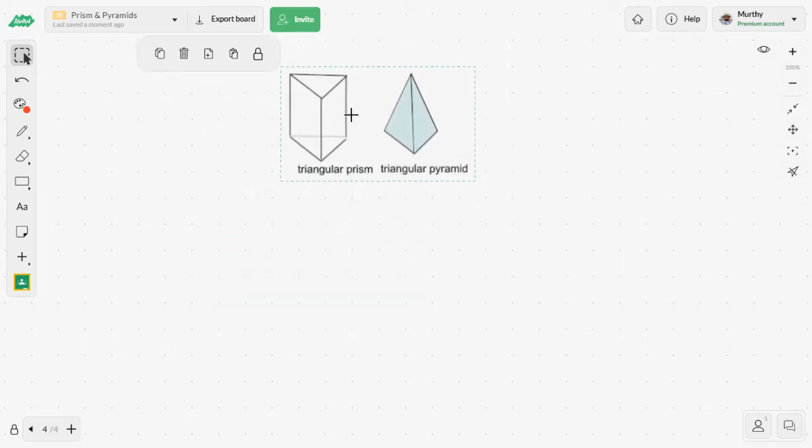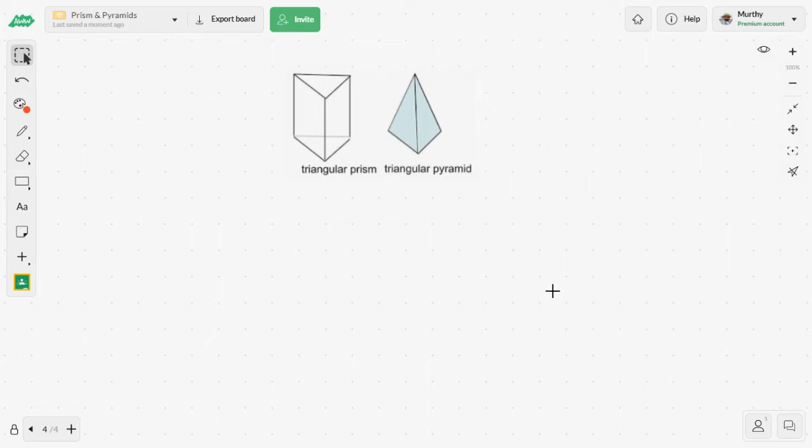We'll see what the basic difference is between a prism and a pyramid. Most often students get confused about the difference. When you're given a question on a prism, you may use the formula of a pyramid and vice versa. So what is the basic difference between these two? Prisms have a base which is the same as their top.